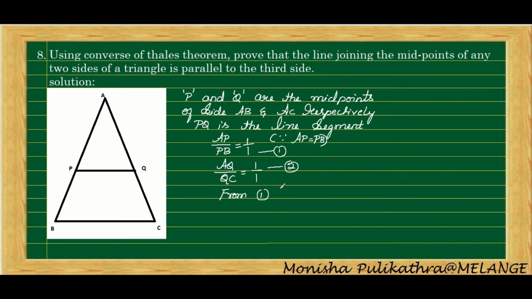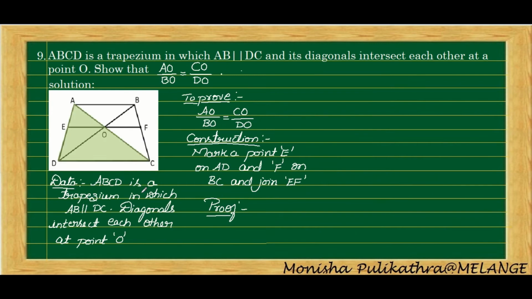So from 1 and 2, AP by PB is equal to AQ by QC. If AP by PB is equal to AQ by QC, what happens? By converse of Thales theorem, PQ will be parallel to BC. So this is the answer for this. I hope you understood. Moving on to the 9th question.